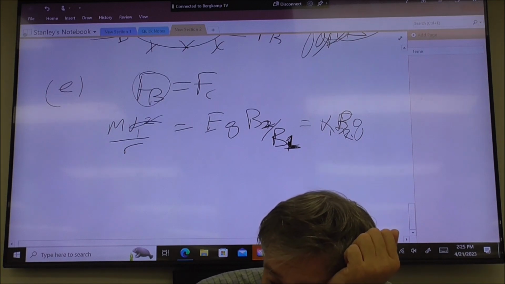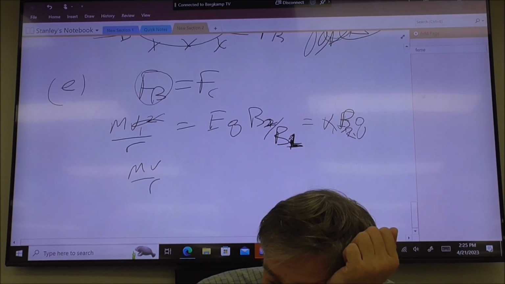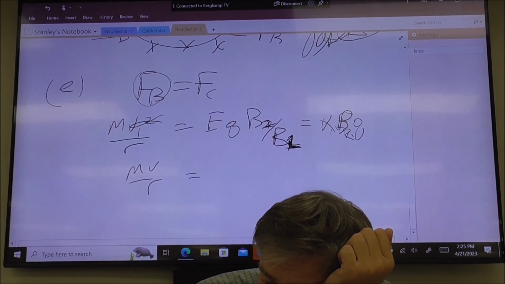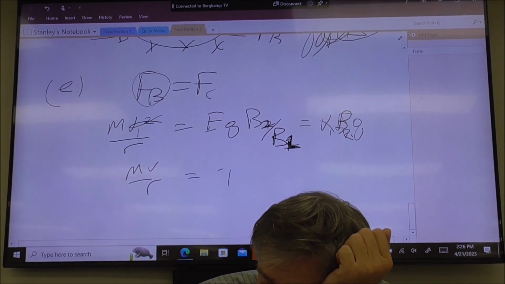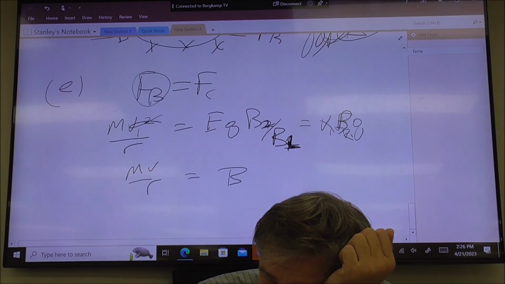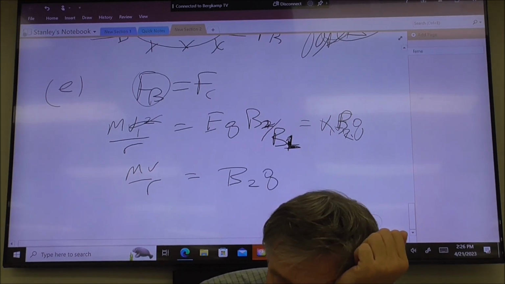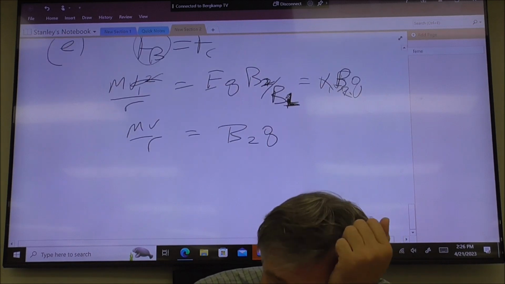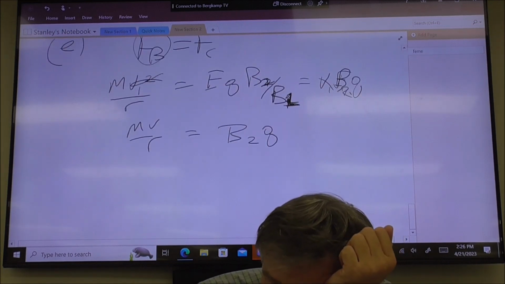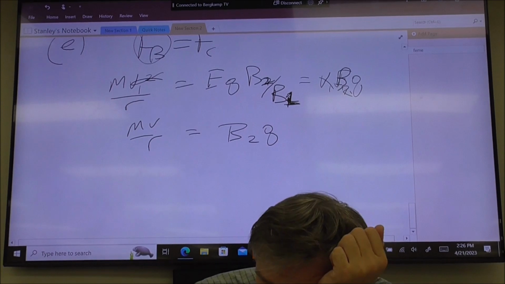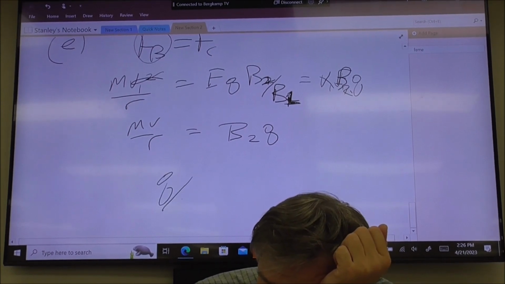Okay? So that leaves us mV over R equals B2Q. Now which B is that? B2. QB2, right? And then you just solve for M over Q. I mean, Q over M. So if you get Q over M by itself, right?